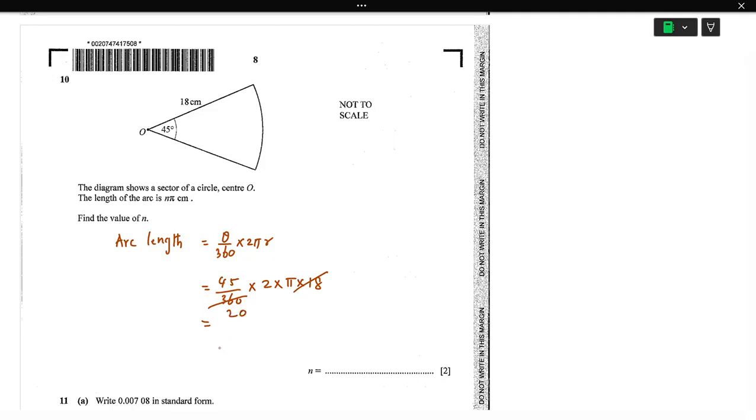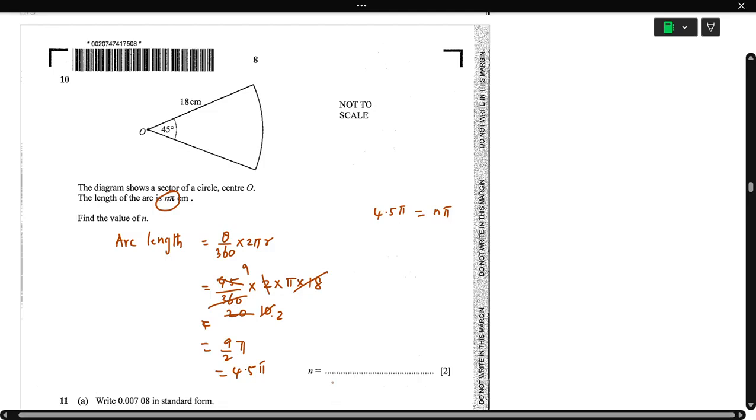So just simplify here. 18 times 2 is 36. I'll make it 20 here, and this 2 makes 10. Then I'll go for the 5 times table, 45 and 10, which is going to be 9 and 2. So my final answer here is 9 over 2 pi. 9 over 2 pi, I can write 4.5 pi. But the question says which is equal to n pi. So arc length equal to n pi. So 4.5 pi equal to n pi. So find the n value. So n value is 4.5 here.